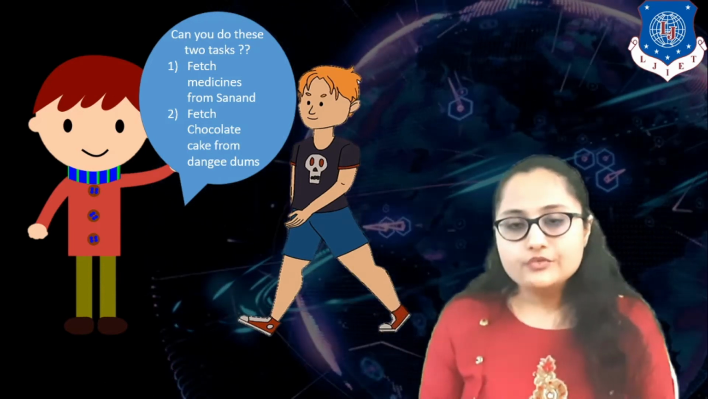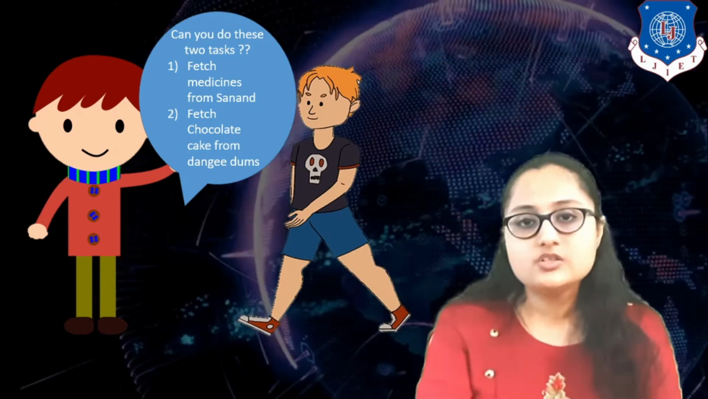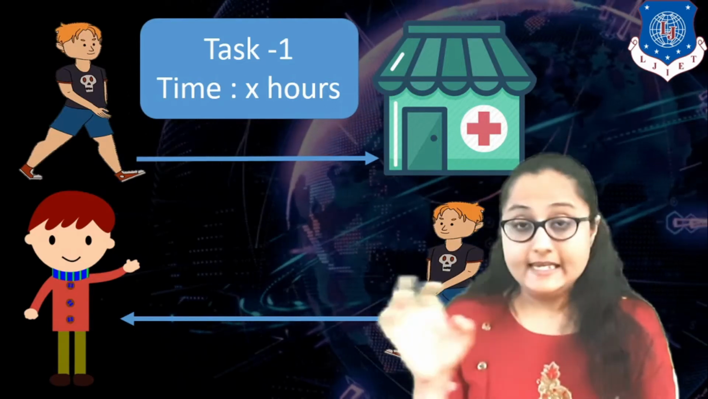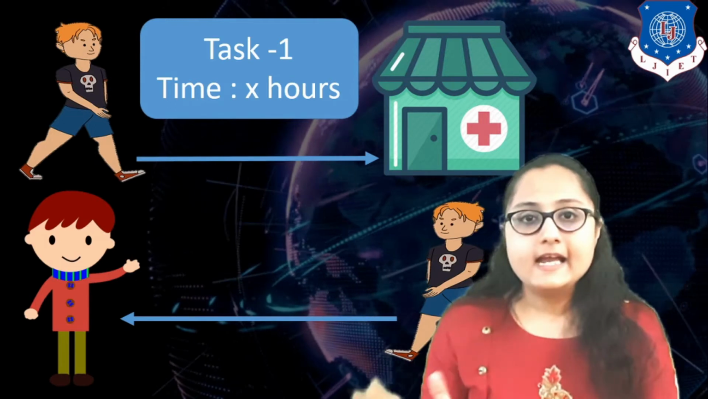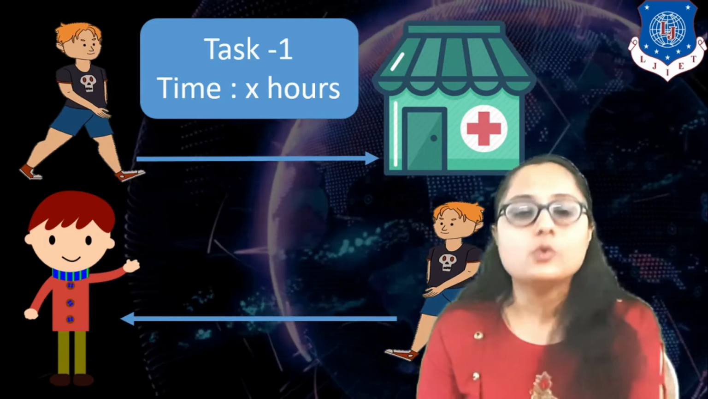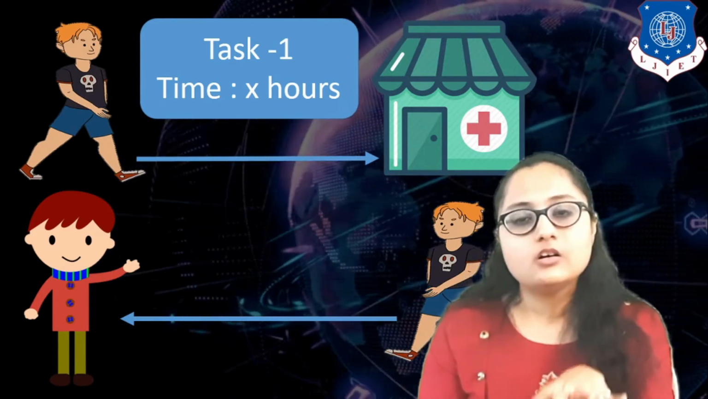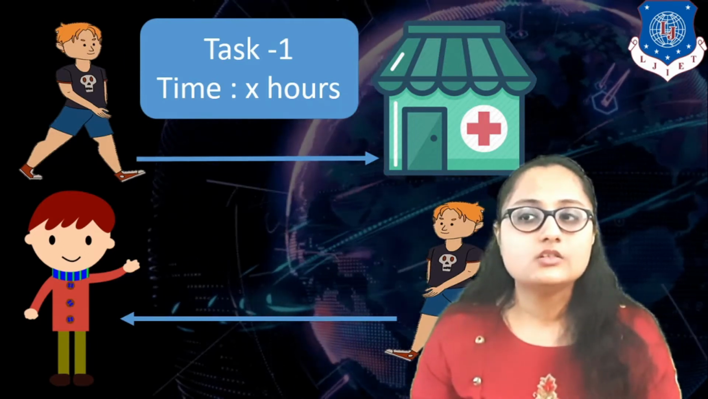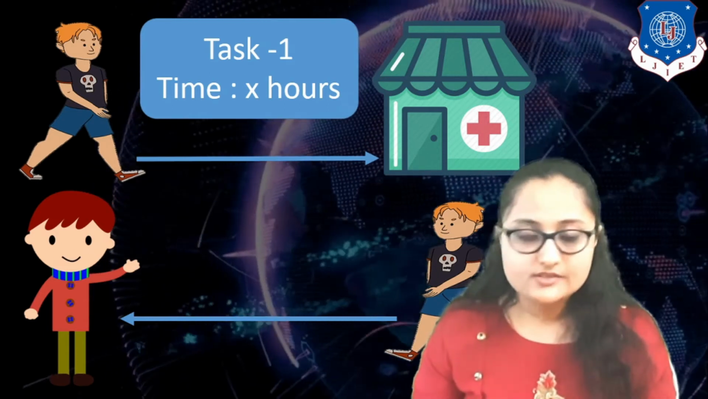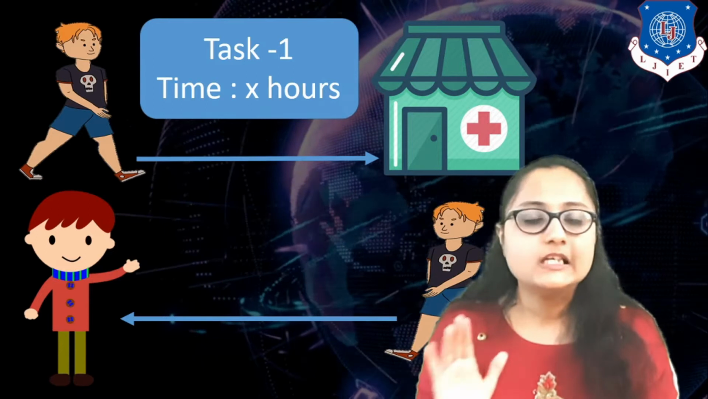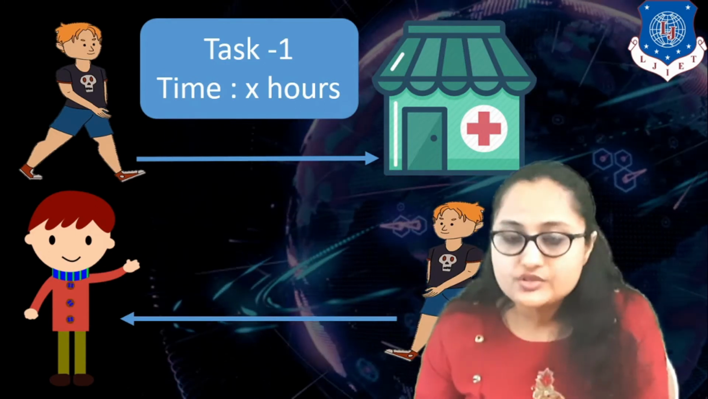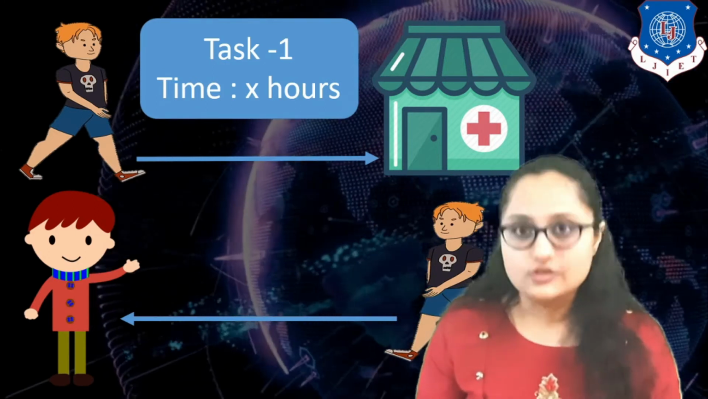Now what will your friend do? Your friend will first complete task 1. So here you can see that your friend is going to Sanand, taking the medicine from the medical shop and getting it back to you. So this task 1, for example, it is taking X hours. So can this task 1 be done parallelly with task 2? No, because you are asking only one friend to complete both of the tasks. So what this friend will do, he or she will randomly choose one of the tasks. So in my case, my friend has chosen the first task to complete first. So it is taking X hours to get completed.